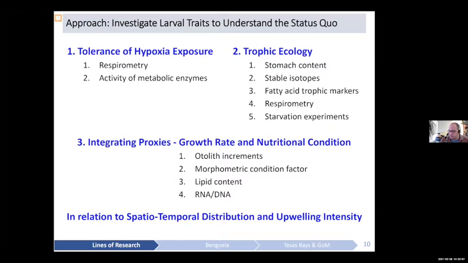The work we did in the Genus project was threefold. One, we were interested in the tolerance of hypoxia exposure. And we used methods of respirometry, measuring metabolic rates. And also we had a master student, Rashid, who is now with the Kenyan Ministry of Fisheries, who looked at the activity of metabolic enzymes. That manuscript is difficult to get through, but there's another take on that that was taken earlier this year. Fingers crossed.